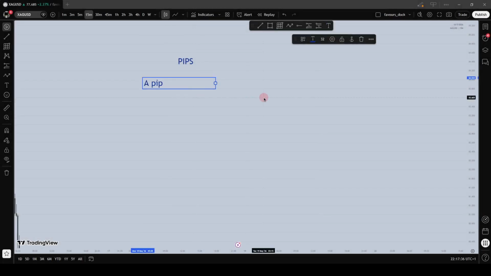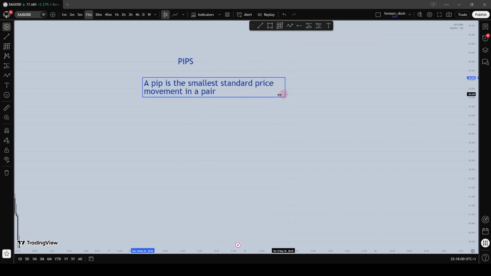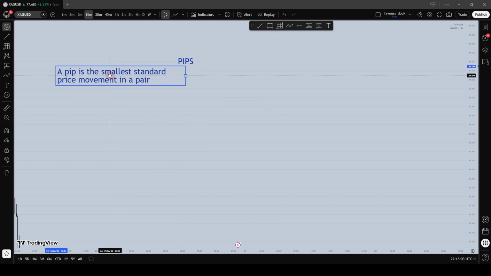A pip is the smallest standard price movement in a pair. So, in other words, a pip is the difference between price at one point and price at another point.